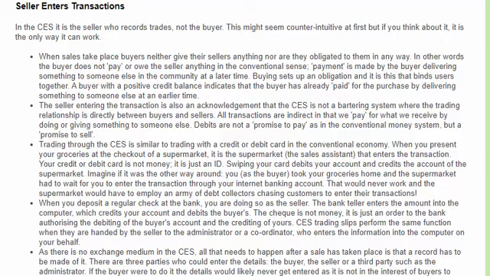The bank teller enters the amount into the computer, which credits your account and debits the buyer's. The check is not money. It's just an order to the bank, authorizing the debiting of the buyer's account and the crediting of yours. Our trading slips perform the same function when they're handed by the seller to the administrator or coordinator. We'll get into trading slips and coordinators for offline transactions later. Anyway, the coordinator can enter the information into the computer on your behalf.